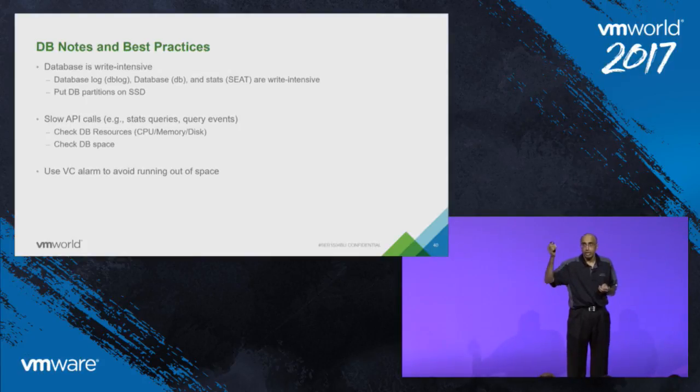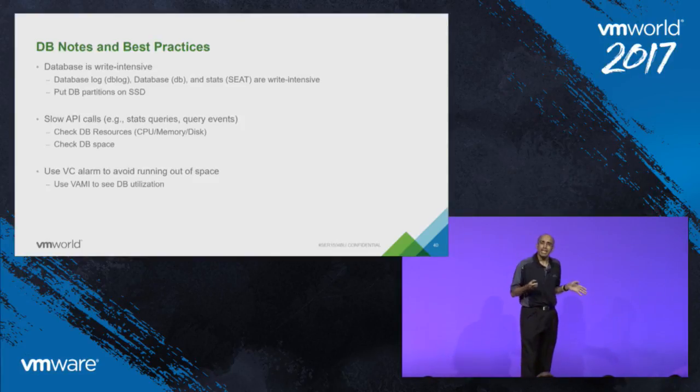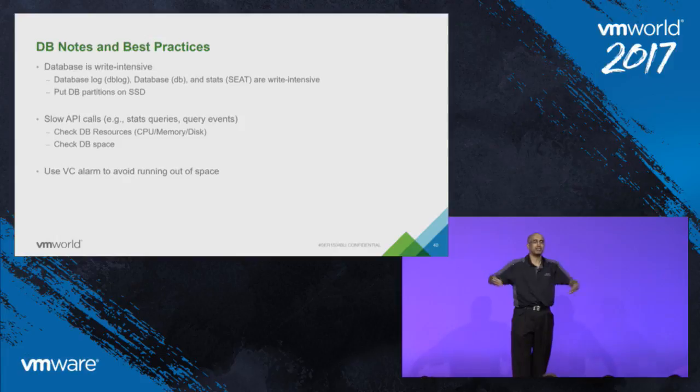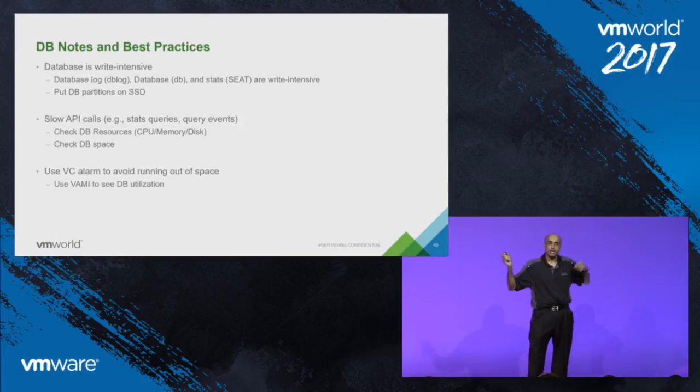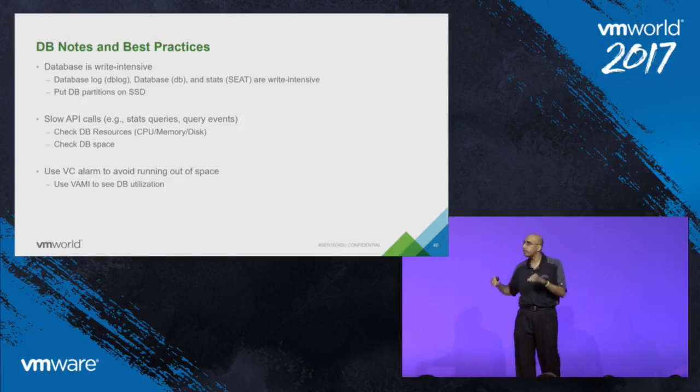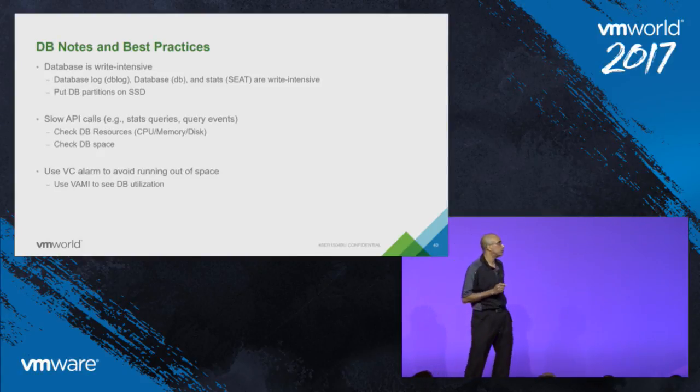running out of space. I will show you how to do this in a few slides, but please take advantage of that particular alarm. I hate to keep saying that, but honestly, I kind of just want to make sure you know where I'm going with this talk. I showed you the VAMI earlier, the appliance management interface to show you CPU usage on the appliance. It's also got a very nice tab for database utilization. I'm going to show you a screenshot of that in a moment.